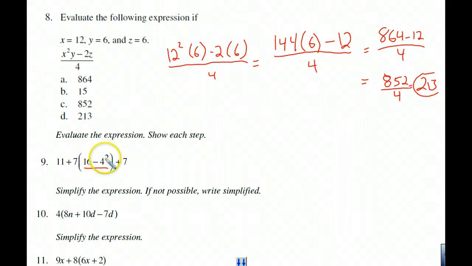We'll have 4 squared, which is 16, and then 16 minus 16 is going to be 0. So anything times 0 is going to be 0. So 7 times 0 is going to be 0. So really we have right now 11 plus 0 plus 7, which equals 18.